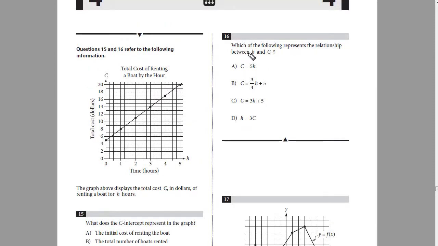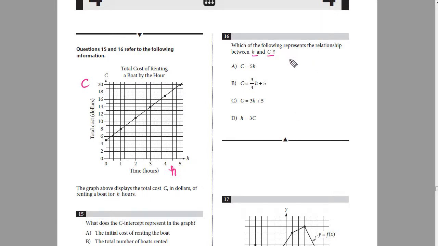Question number 16. Which of the following represents the relationship between H and C? Now this is a straight line and we will just derive the equation for the straight line. The y-axis represents C. The x-axis represents time in hours, so it is H.